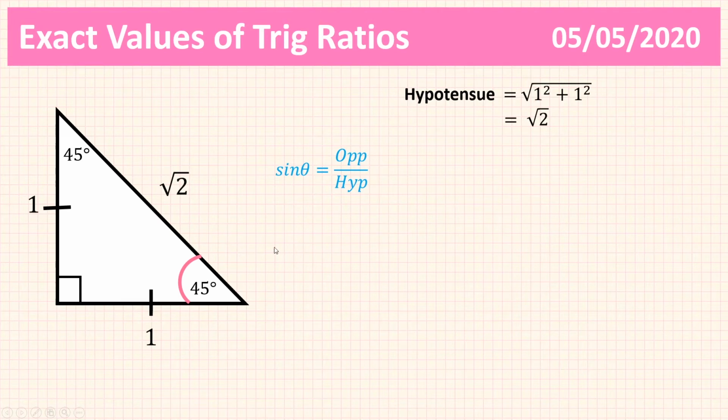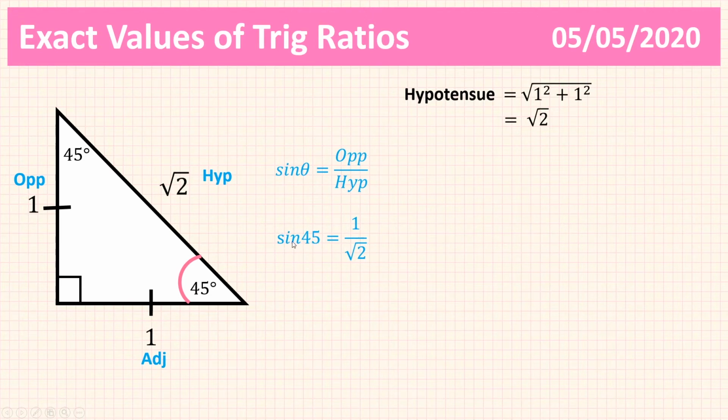So first thing we're going to do is label the triangle. Once again, we know the hypotenuse is opposite the right angle. The opposite is opposite the angle given, and the adjacent is the one left over. Once we do this, we can start substituting in the values. I know my angle is 45, I know my opposite is 1, and I know my hypotenuse is root 2. Now we have this fraction. This fraction is the exact value of sine 45.